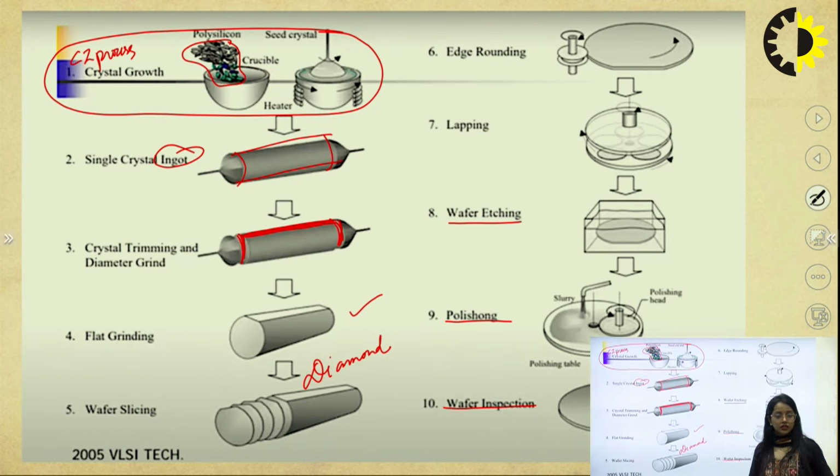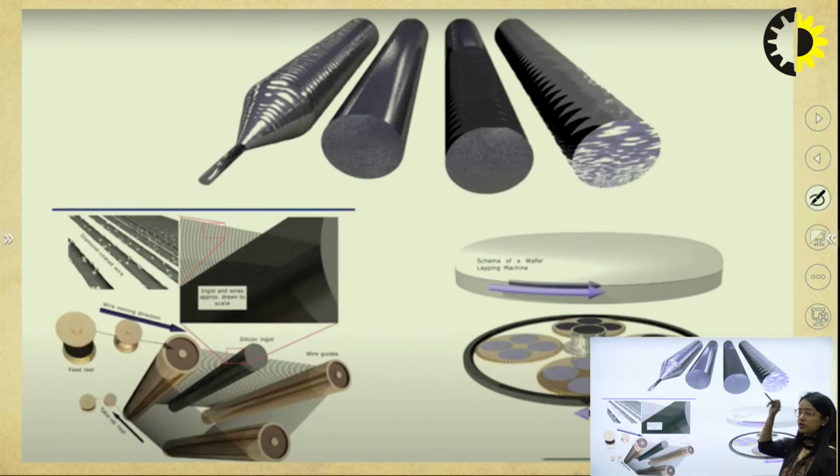So we have seen how we have started from the raw silicon which we are presently having in the crucible, and then we are seeing how the raw silicon has been converted into wafer. This is the real picture of this ingot, and we can see that the ingot can be seen, and this is the process of lapping going on here.